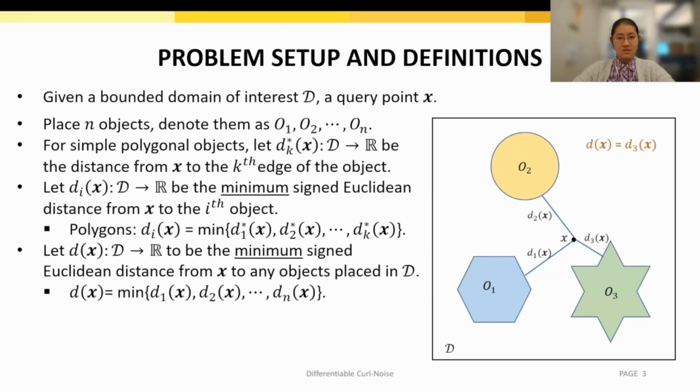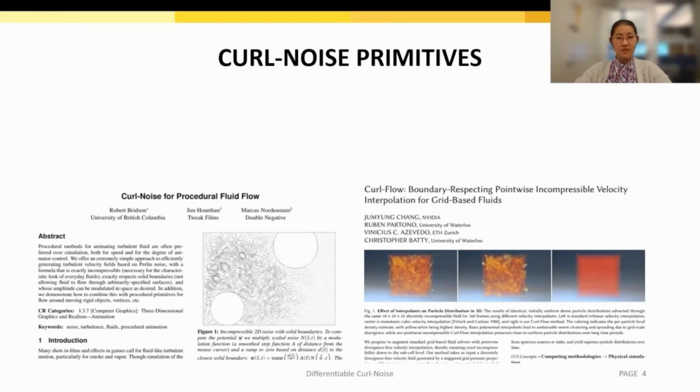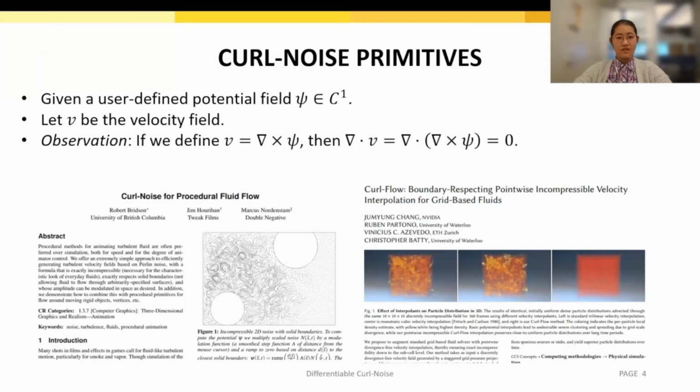Here are some relevant literatures of curl noise. The one on the left is the original curl noise designed by Bridson et al. in 2007. The paper on the right is a recent modification proposed by Chang et al. in 2022. In both papers, we are given a continuously differentiable user-defined potential psi. We let V be the velocity field. The curl noise method was built upon the observation that if we define the velocity field V as the curl of the user-defined potential, then the divergence of the velocity field is 0. This recovers the key feature of any strictly incompressible flow.